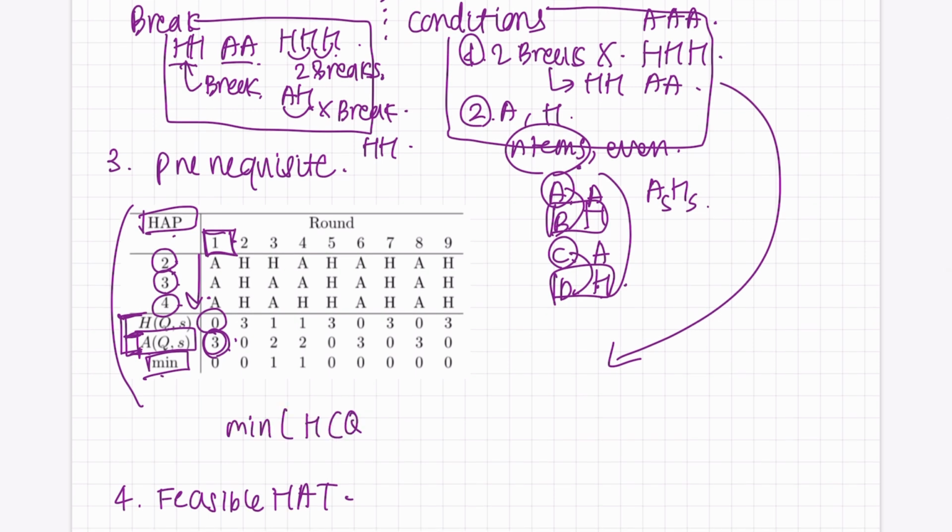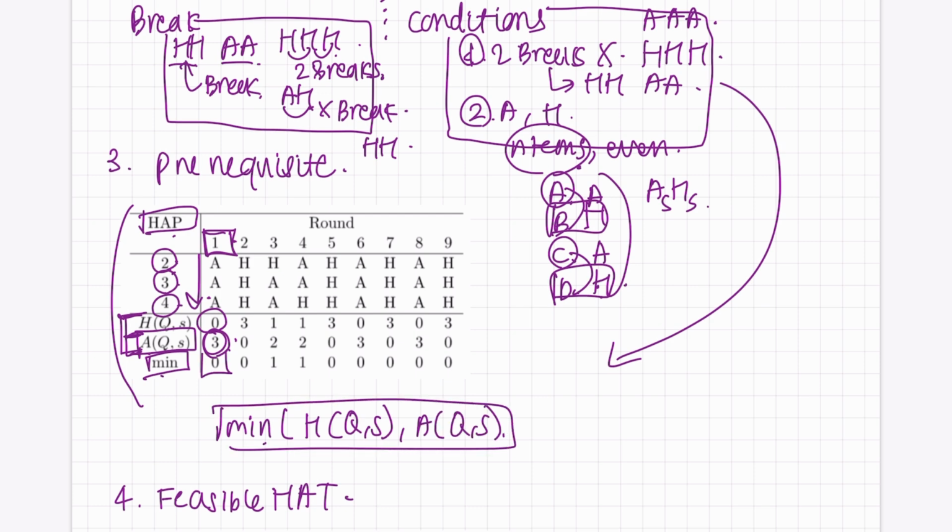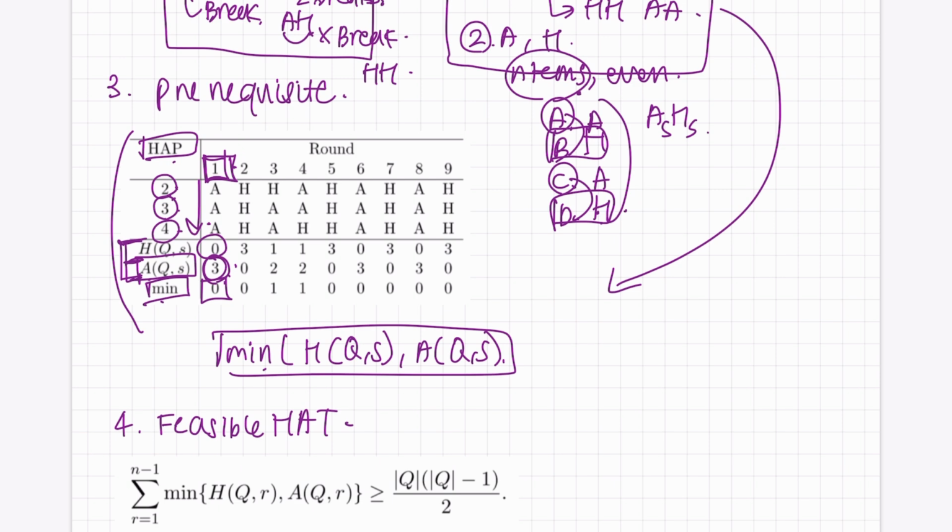From H(Q,S) and A(Q,S), the minimum number is going to be 0. And we're going to calculate that score for all rounds that we have. For instance, in round 4, where we have 2 away matches and 1 home game, we can see that the minimum value of either an H or an A is 1.